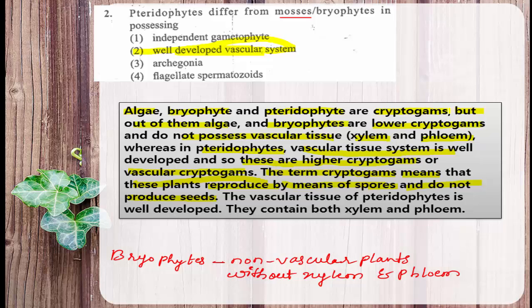Algae and bryophytes are the lower cryptogams. Pteridophytes are the higher cryptogams as they possess the xylem and phloem. The vascular tissue of the pteridophytes is well developed, and pteridophytes are characterized by the presence of both xylem and phloem. So the right answer for this question is option 2.